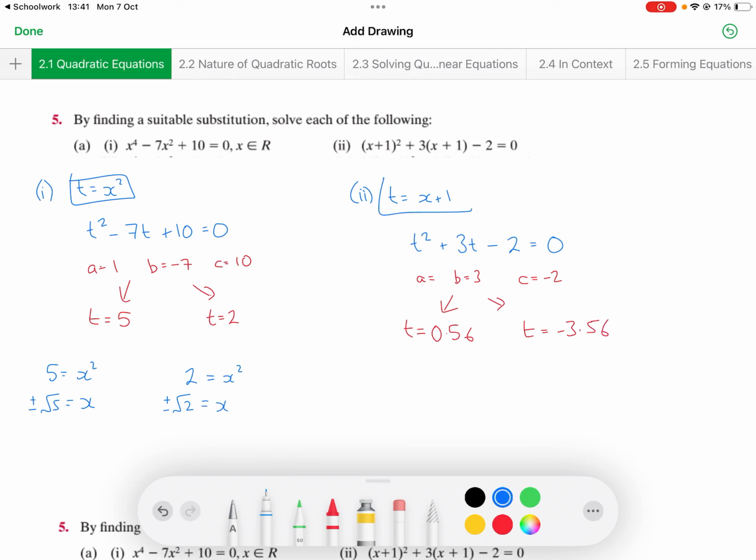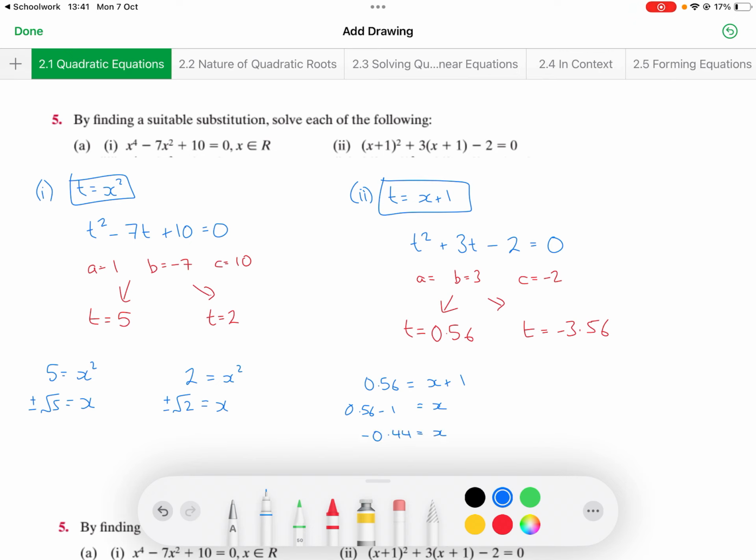But again, I go back in, I was asked for x, not for t. So t equals x plus 1, so 0.56 equals x plus 1. So x equals 0.56, bring the 1 across, it becomes minus. So x equals minus 0.44.